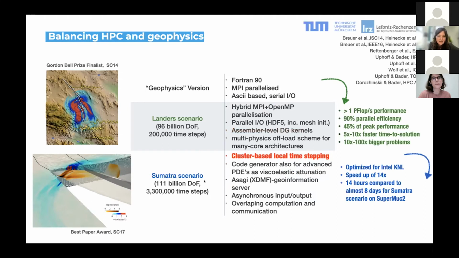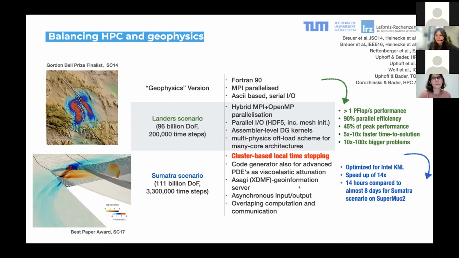Then the next step allowed us to really reach the megathrust earthquake scale. As you can see, the billion degrees of freedom are not that much increased between these two SC papers, but the time steps increased a lot. This is because this simulation uses local time stepping in a cluster form. The code generator has been extended here, for example, to also allow us to use attenuation and other more complex PDEs than linear elastodynamic wave propagation.